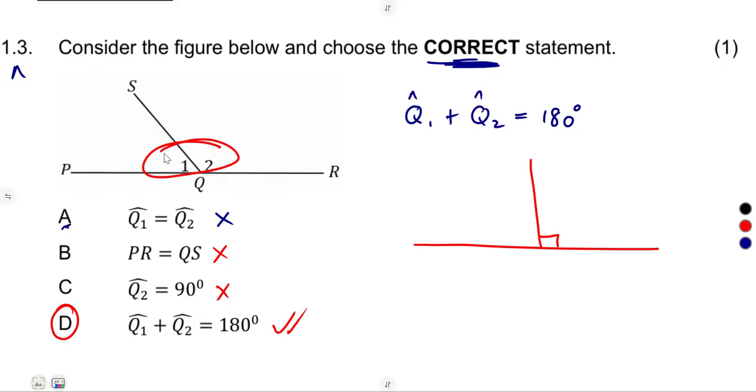Truly, these angles, they are on a straight line. So if I add these two angles, I must obtain 180 degrees. That's angles on a straight line. Angles on a straight line. So I'm just going to write in short.